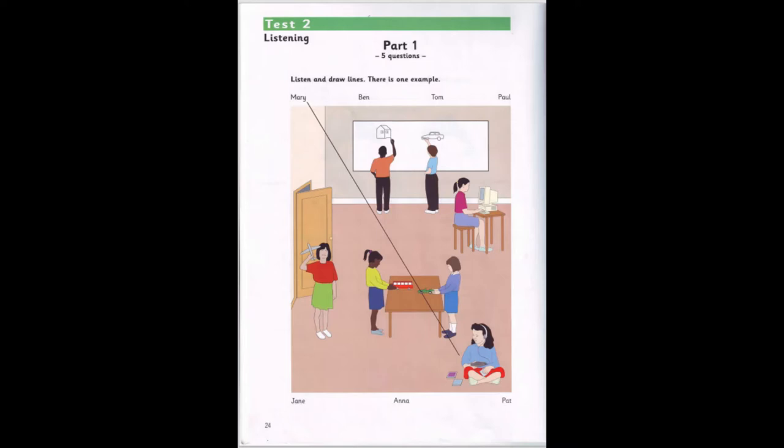4. Look at Anna. Where is she? She's standing by the door. Is she wearing a red t-shirt? Yes, she is. And she's got a toy plane.